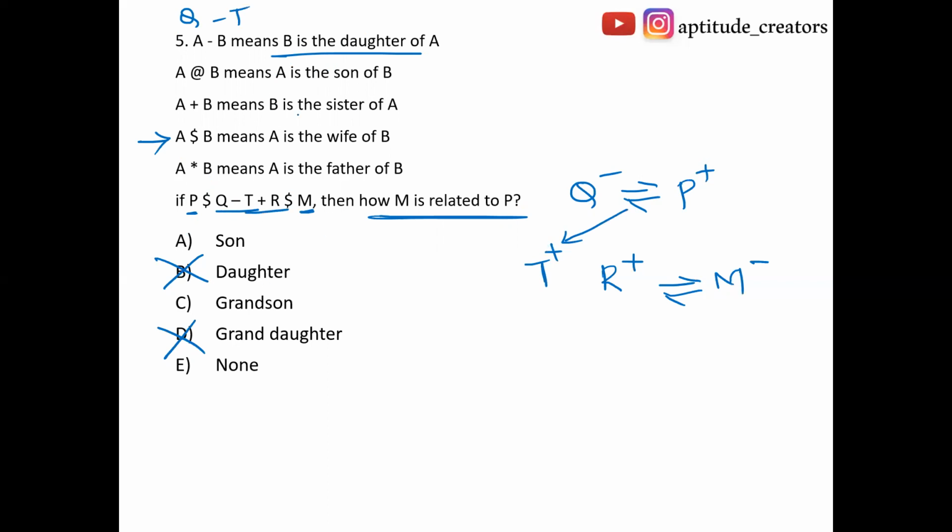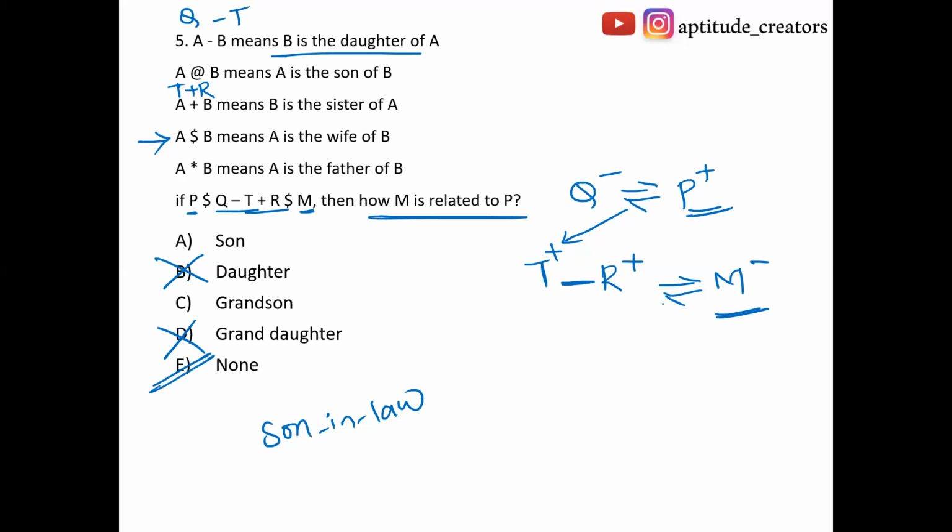T plus R. Again reverse. T plus R. R is the sister of T. Okay. Now, what is the question? He's asking how M is related to P. How M is related to P? Daughter's husband, we can say son-in-law. Yes. Here the answer is option D.